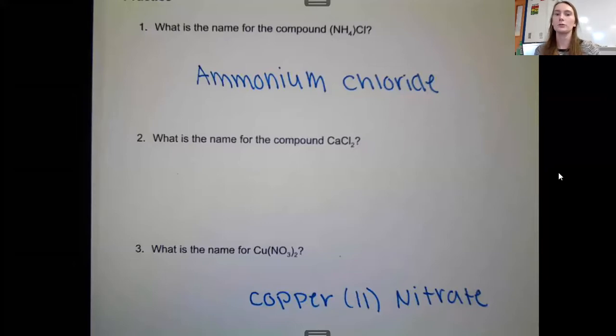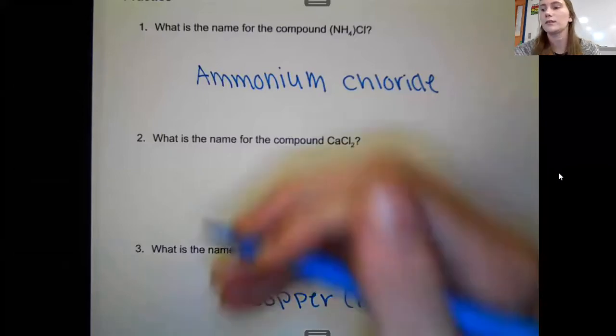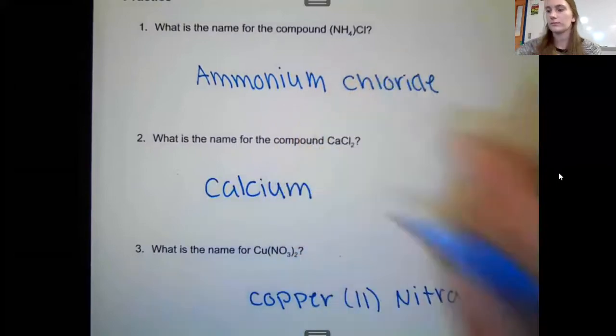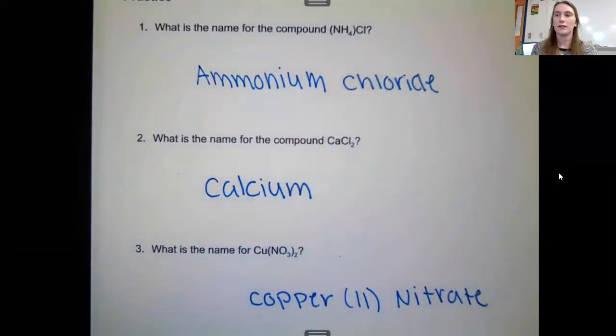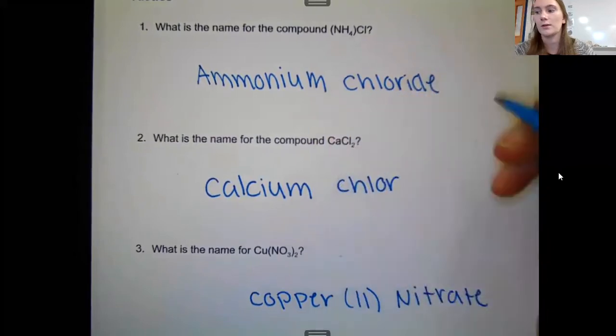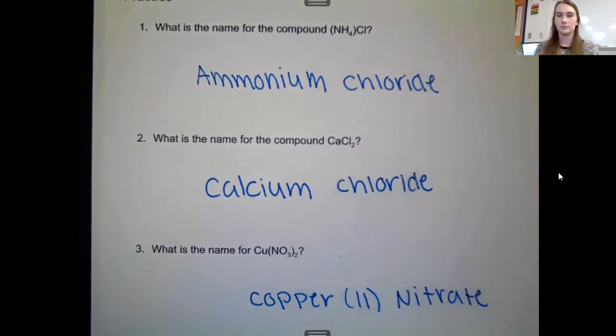Okay, for the first one, we have Ca, which is calcium. For the second part, the anion, we use the root plus "ide." Cl is chlorine, but we're only using the root, chlor, and then adding "ide" at the end, so chloride. Now that we know how to name, we'll do a little bit of practice, and then for our next topic, we'll talk about multivalent compounds.